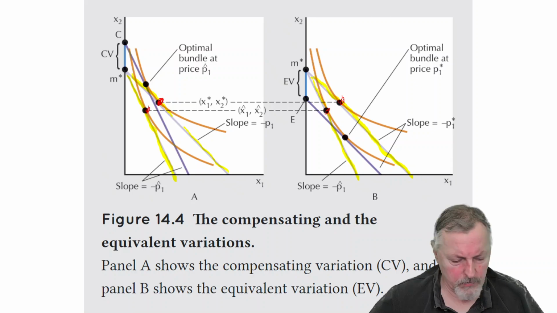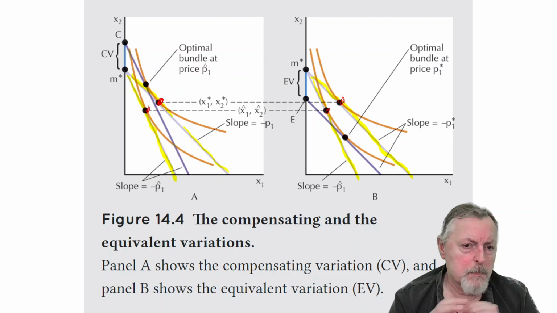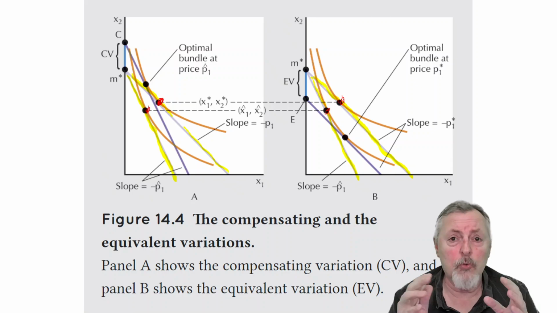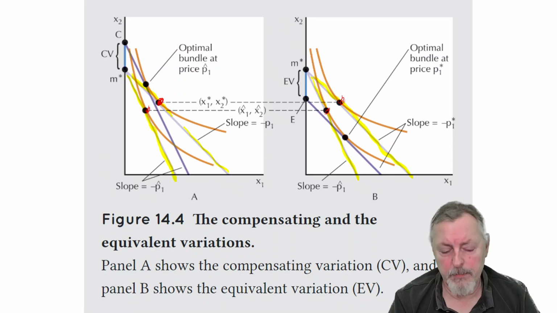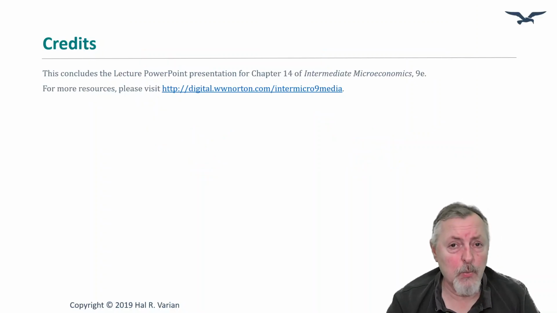Okay, that's the difference between compensating and equivalent variation. If you're comfortable with the Slutsky decomposition, at least graphically, this should seem pretty straightforward. It gets a little trickier when you're doing the math. I'll show that to you in the homework walkthrough next.